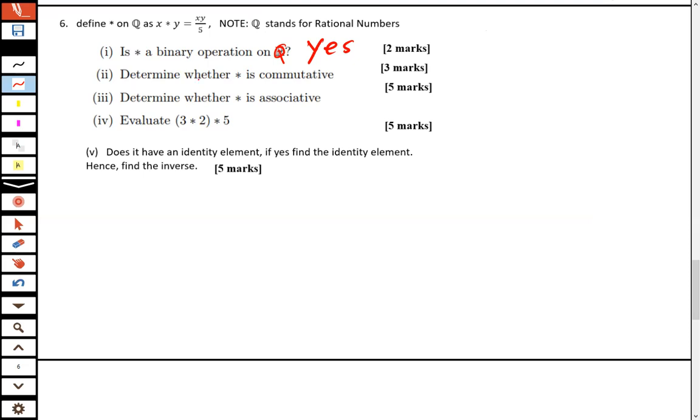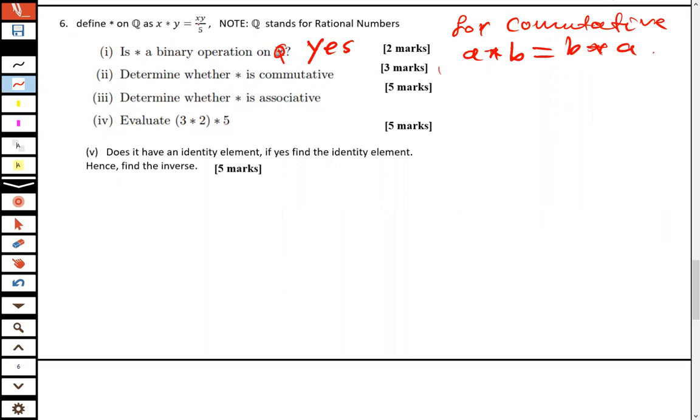It says determine whether star is commutative. So how do you determine whether star is commutative? You can either use letters or numbers. I'll start by using letters and then show you how to use numbers. For commutative, we just show that a star b should be equal to b star a.